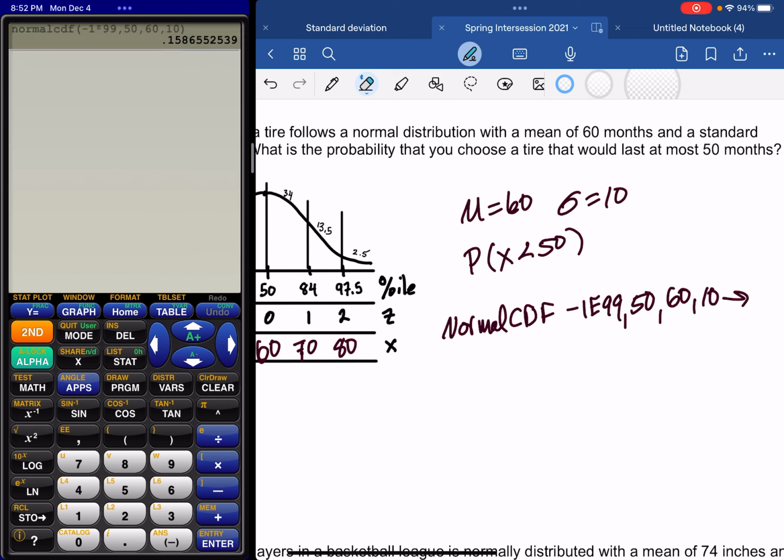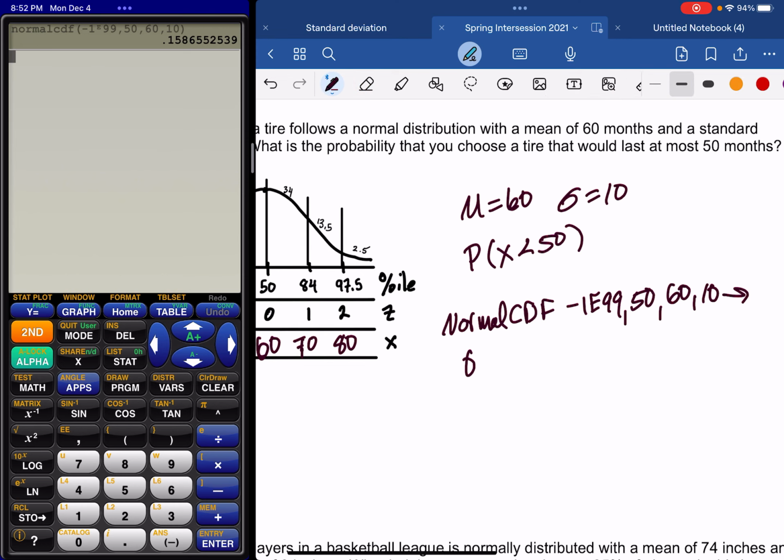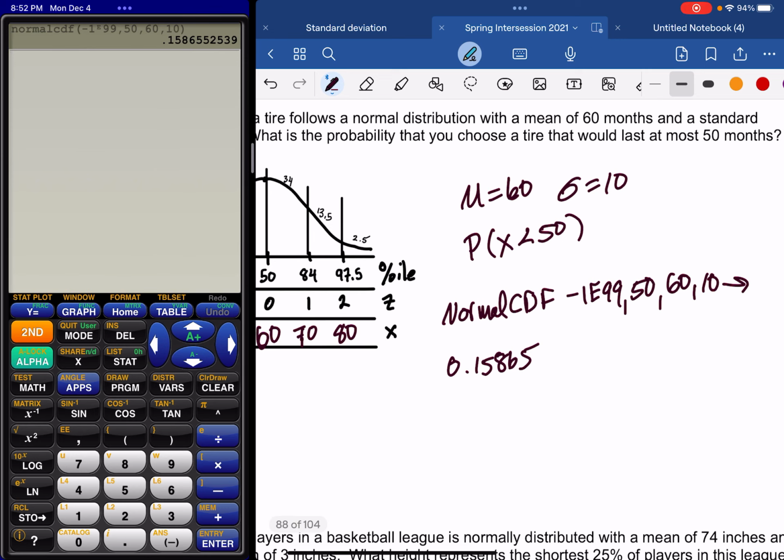We get 0.15865. Now, how many numbers are you supposed to write out? Talk to your teacher, okay? Which gives us 15.865%. Okay, and there is another 5, so technically this could be a 6, but we're good.